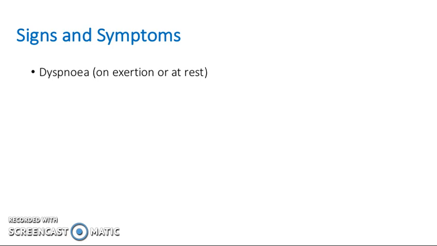Dyspnea or shortness of breath can occur on exertion or at rest. As heart failure develops, the intensity of exercise resulting in breathlessness progressively declines until it can occur even at rest. Breathlessness is caused by a decreased pulmonary function, secondary to decreased compliance and increased airway resistance. And compliance is the lungs' ability to stretch and expand.